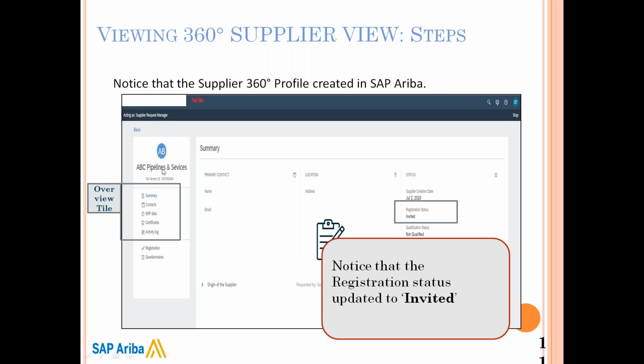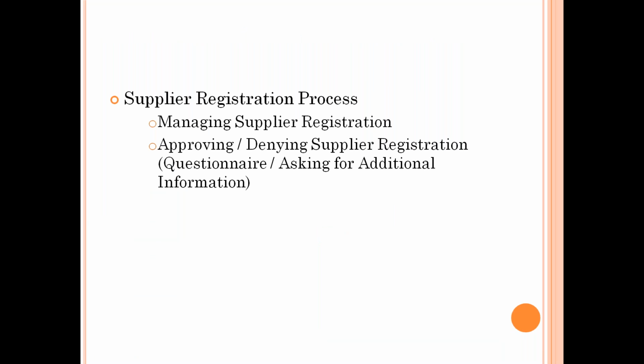The moment you see this SM vendor ID, you can understand that this supplier is only onboarded into the Ariba system. Registration is not yet done. If registration is done, additionally you will get one more number, called the ANID, that is the Ariba Network ID. So we will see that. Okay, now again we will get into the supplier registration process.